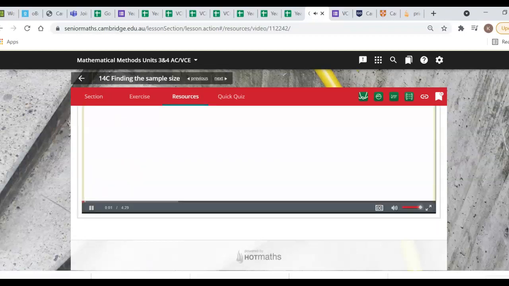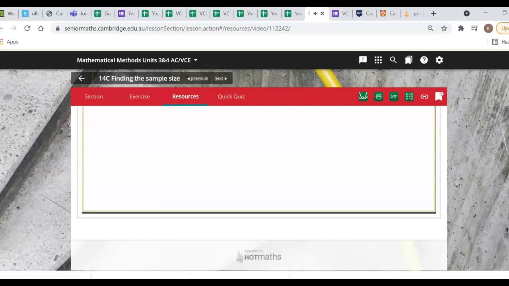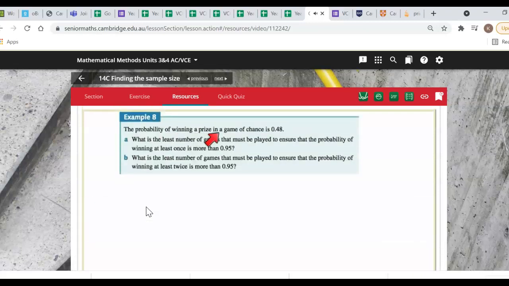This question here is a binomial question, but unlike others that we've done before, we don't know what n is. So we've got the probability of winning or the probability of success as being 0.48. Now the question asks us, what is the least number of games, i.e. what is n equal to, that must be played so that the probability of winning at least once is more than 0.95. So down below here, I've just defined my variable, let x be the number of winning games.